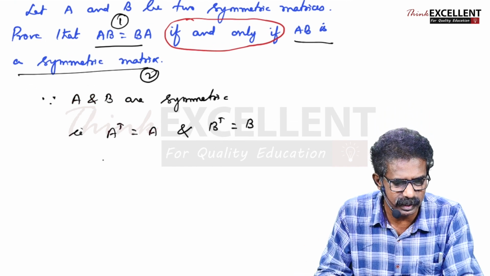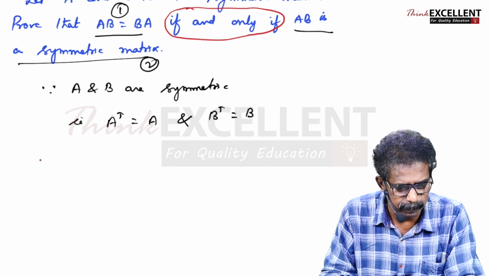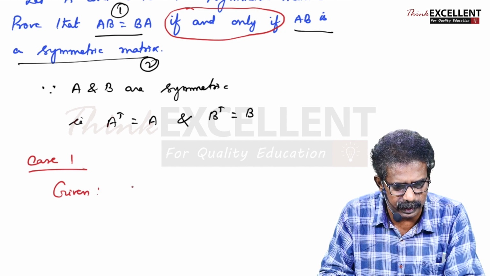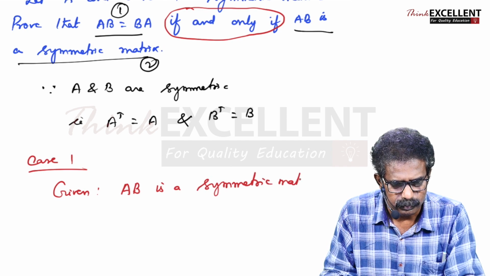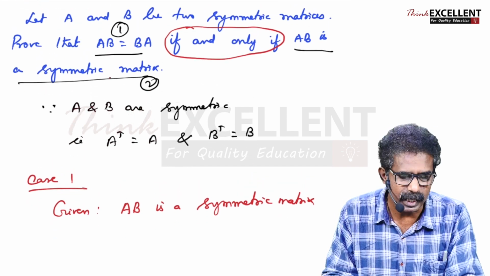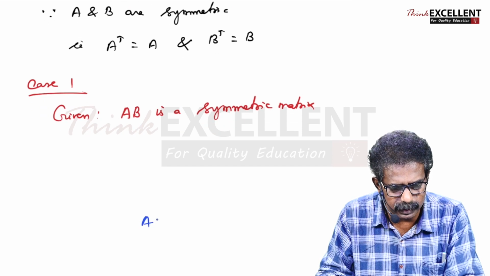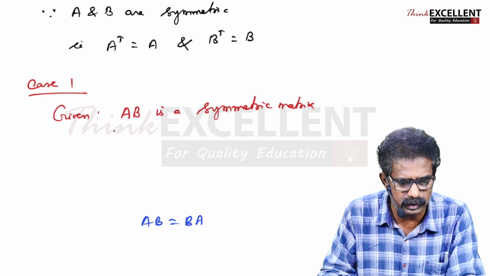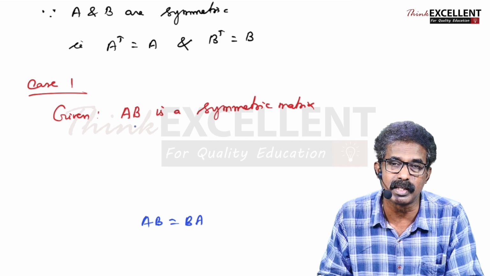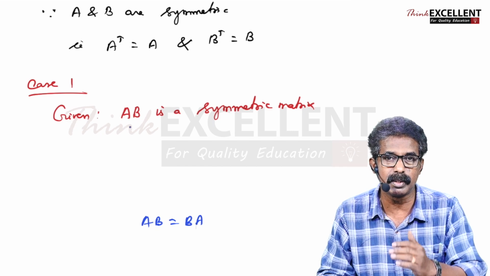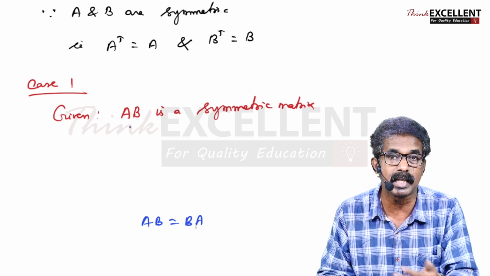Okay, so here first case, case 1. What is given here? AB is a symmetric matrix. To prove, what you have to prove? AB equal to BA. Let us see. Please listen how to prove this. When can you say a matrix is symmetric? Its transpose is that itself, right? So P is symmetric means P transpose is P. AB is symmetric means AB transpose is AB, right?